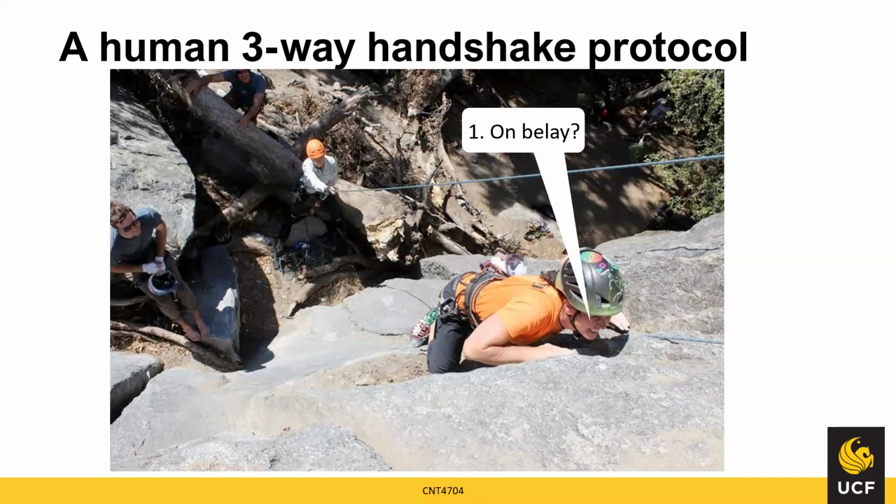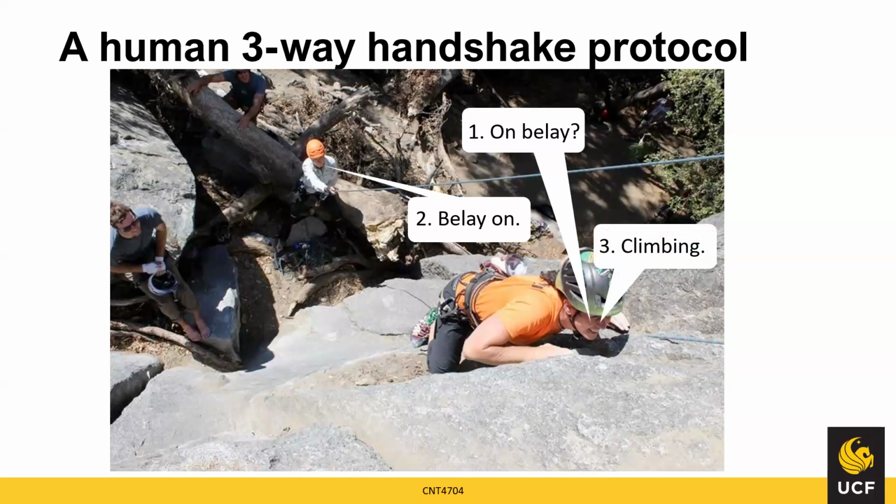That's like saying, "Hey, are you ready to establish a connection?" The belayer would say, "Belay on." That's saying, "Yes, I am here and ready. I acknowledge your request." And then the climber goes back and says, "I'm going to start climbing," confirming they have received the acknowledgement and are ready to begin. And that is the three-way handshake. It is a clear, reliable way before anything gets sent.